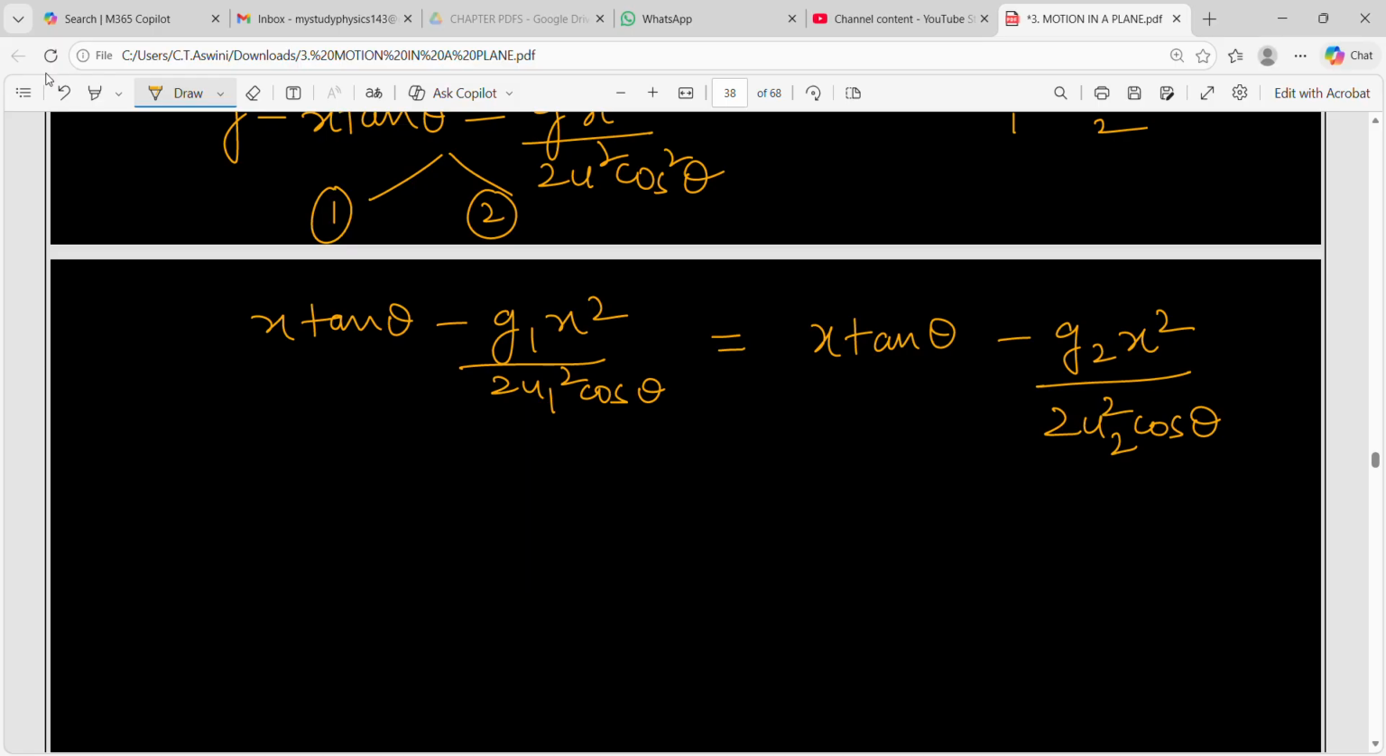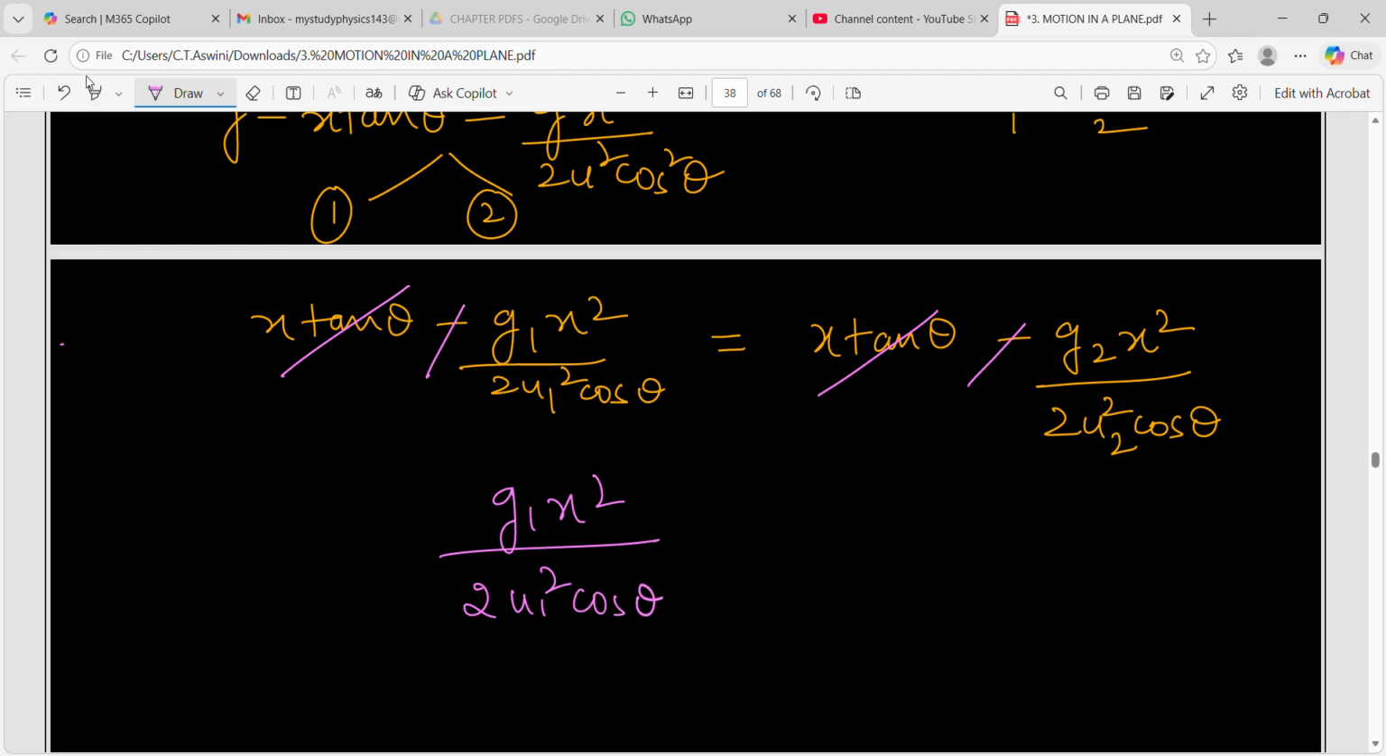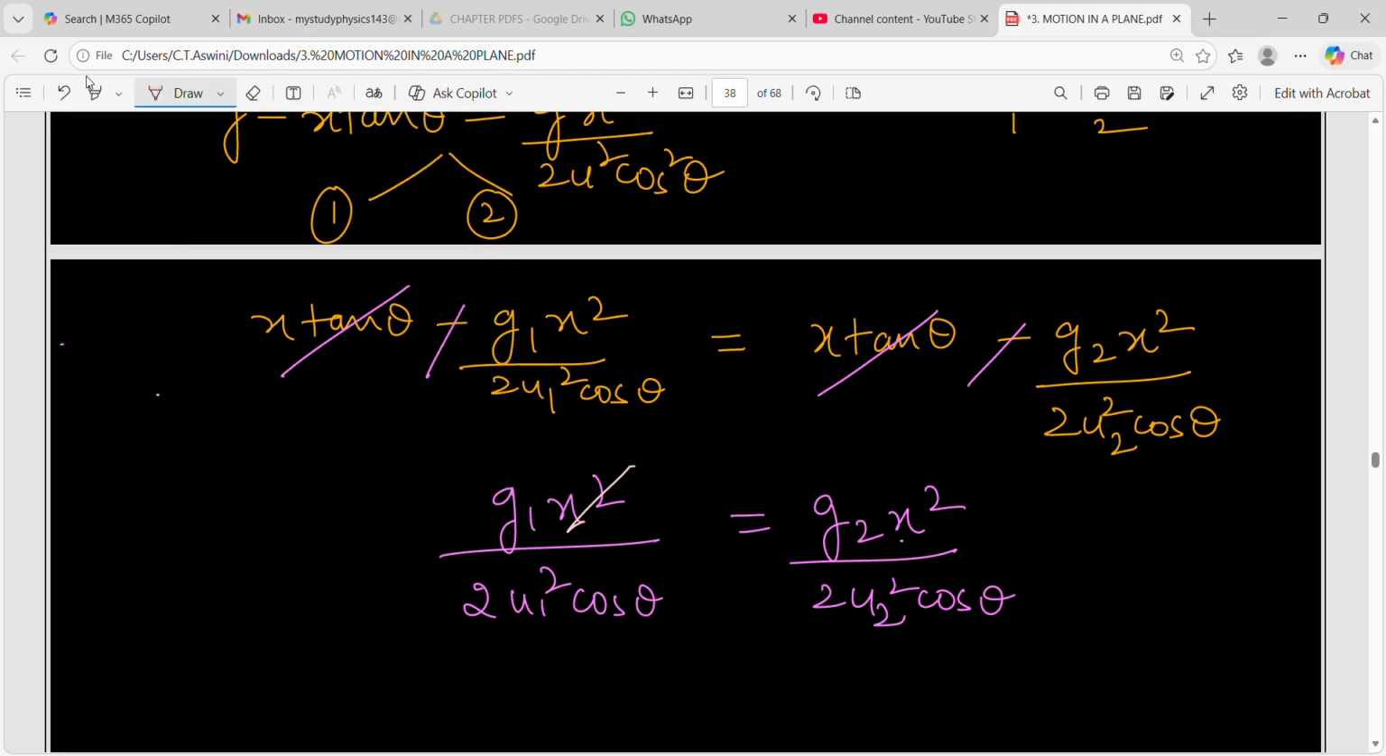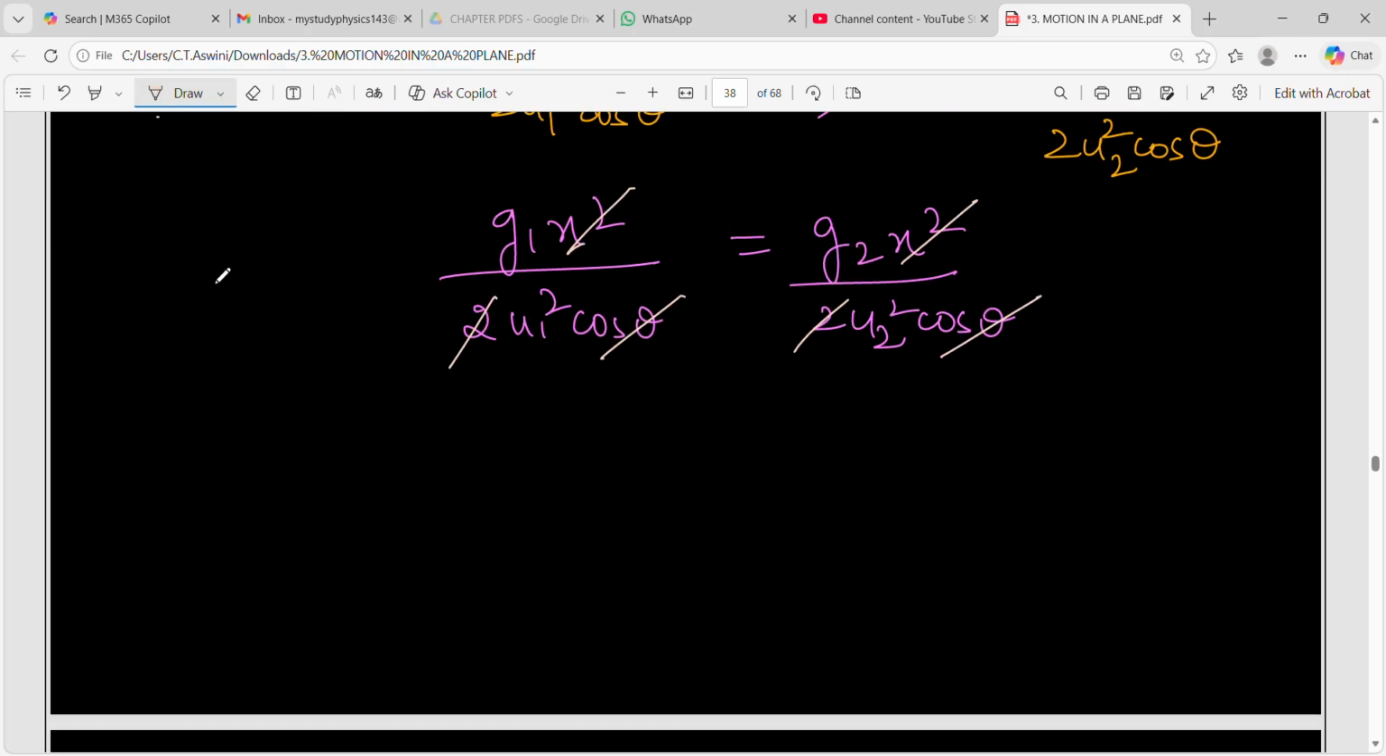Now what gets cancelled here? Simplify the expression. x tan theta cancels. Minus minus cancels. What is left now? g1 x square by 2 u1 square cos square theta is equal to g2 x square by 2 u2 square cos square theta. What else gets cancelled here? x square, cos square theta and the 2s cancel. So now we are left with g1 by u1 square and g2 by u2 square. Just substitute the data. We want g2.